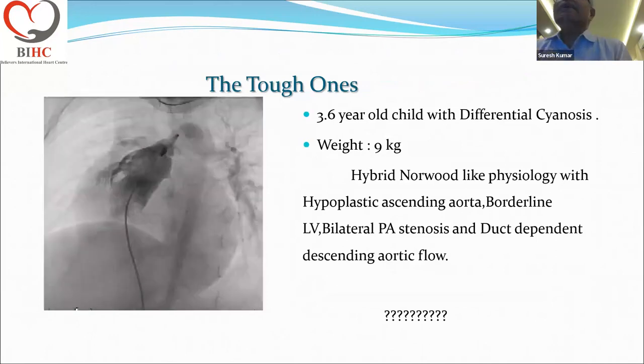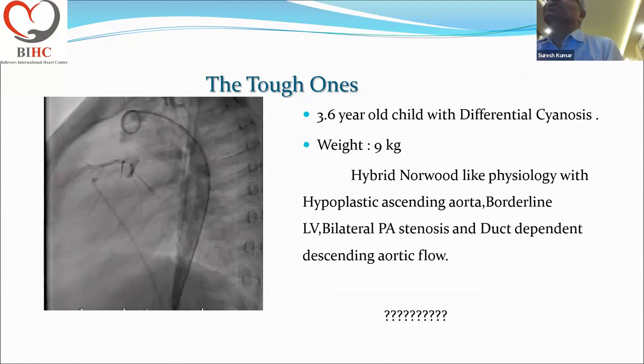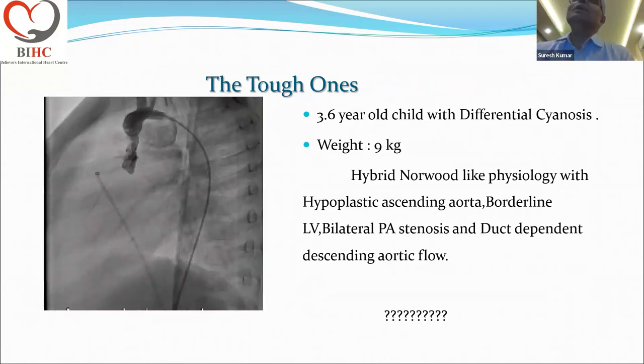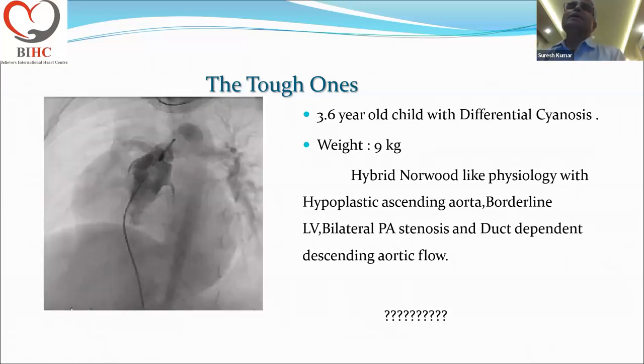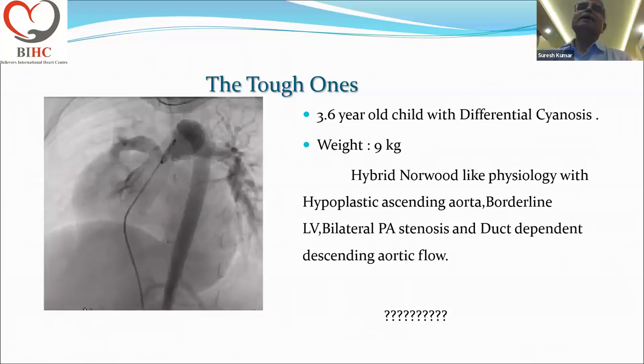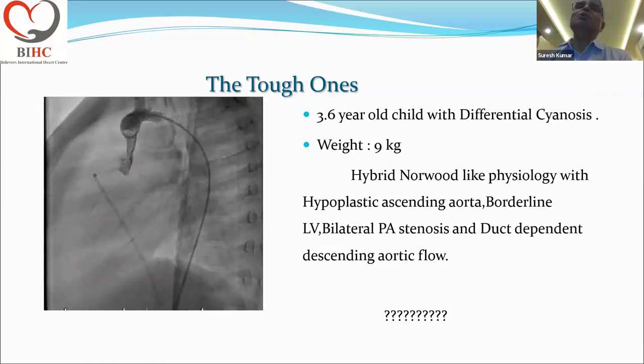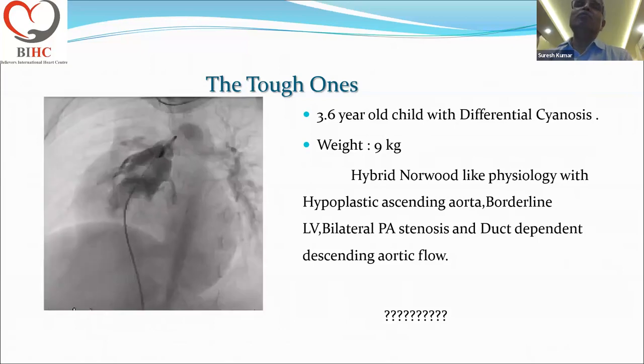This is a very tough instance that I had in Muscat. This was a 3.6-year-old child who had been referred to the surgeon from elsewhere for coarctation surgery, and the surgeon had asked me to see, saying that the child had cyanosis in the feet, which he indeed had. This was his anatomy when I catheterized the baby. You can see that the ascending aorta is quite small. So this is as if it's a hypoplastic variant.